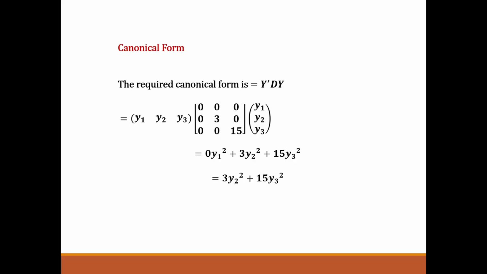Applying these matrices and solving these multiplications, we can get the canonical form 3y2 squared plus 15y3 squared.